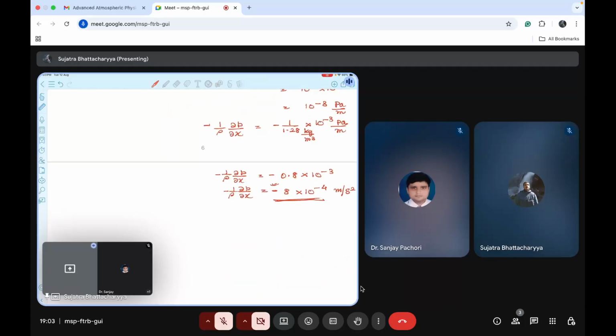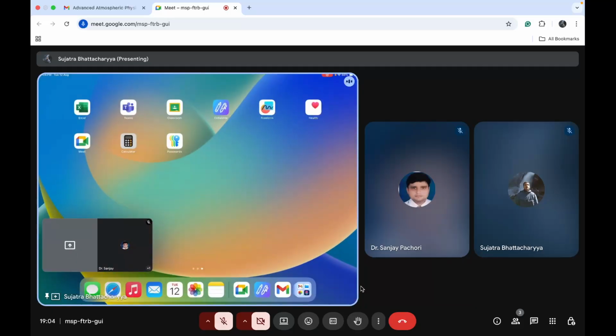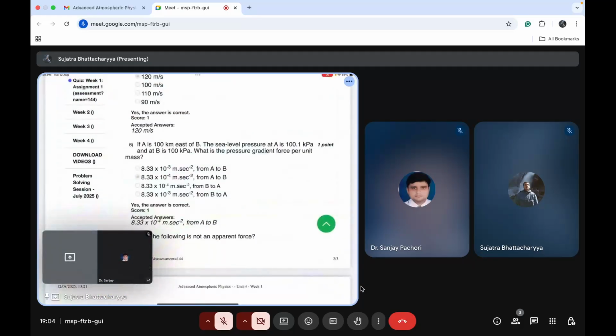Okay, and I think the magnitude is required in this question. Yeah, I think 8.33 will come if you just do 1 upon 1.28. So 8.33 into 10 to the power minus 4, remember, meter per second square from A to B. That negative sign represents A to B. Okay, fine.